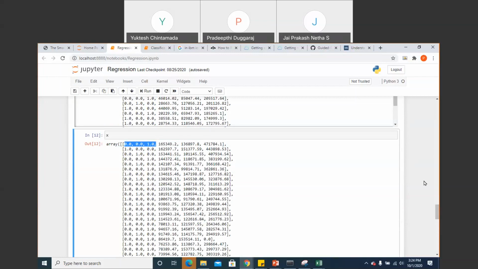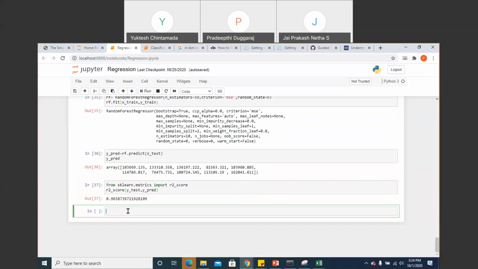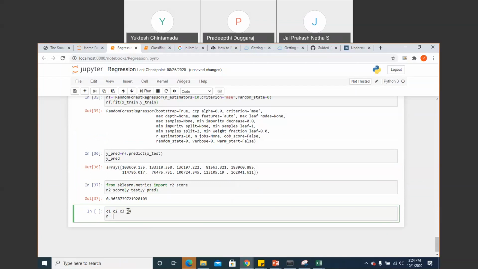For example, I have column 1, column 2, column 3, column 4. This is a numerical value, this is a categorical value, this is a categorical value, this is a numerical value. Suppose I put remainder equal to drop. Now it will not check the other two categorical columns. If I put passthrough, then it will pass on to the next columns also.